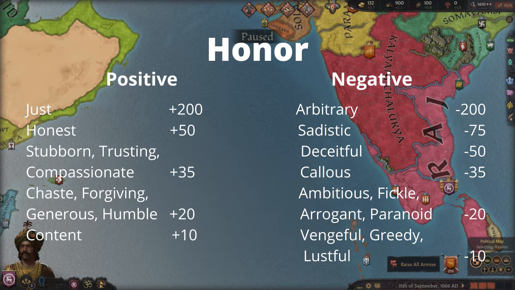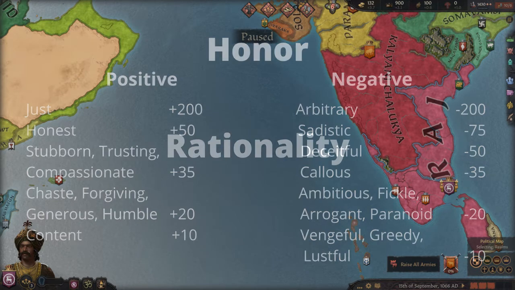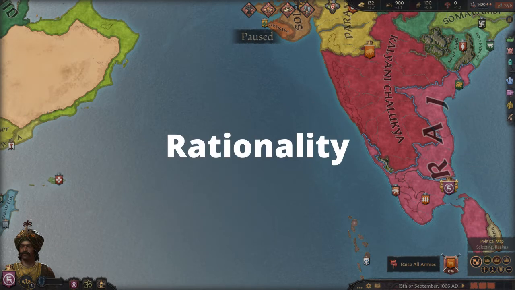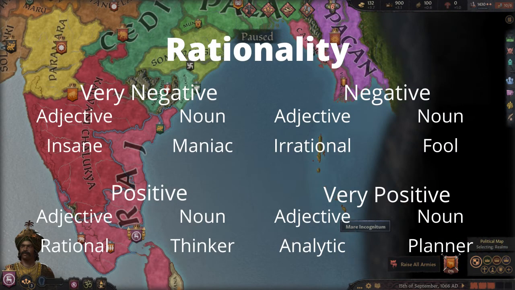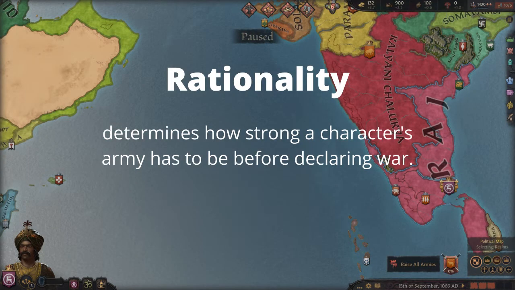The fifth AI personality attribute is rationality. So we see the very negative is insane maniac, the negative is irrational fool, the positive is rational thinker, and the very positive is analytical planner. What this attribute of rationality determines is how strong a character's army has to be before declaring war. So this could be a vassal against vassal. It could be a neighboring ruler willing to attack you.